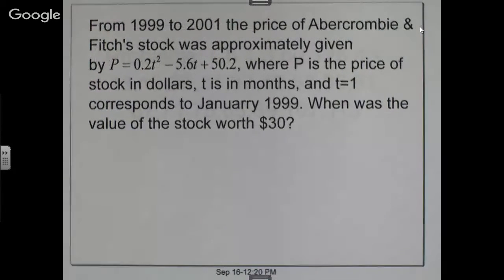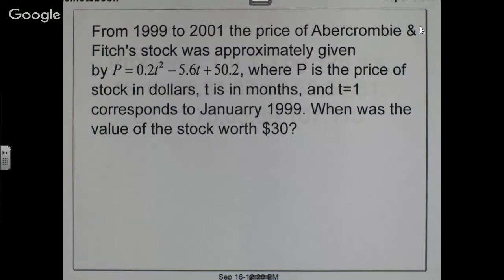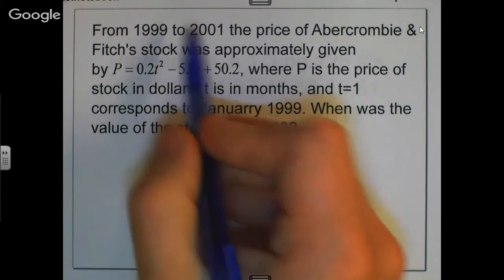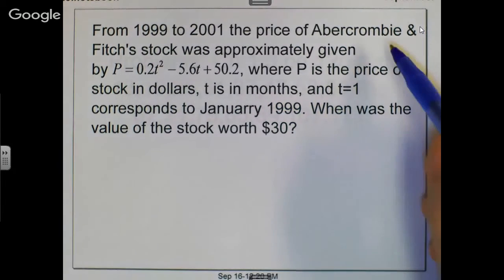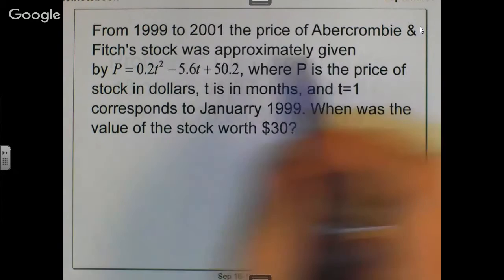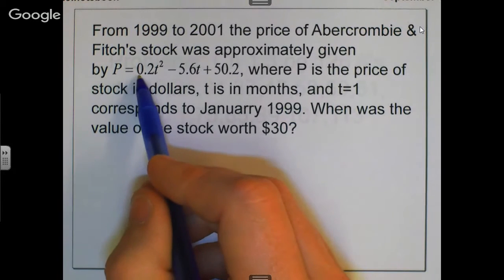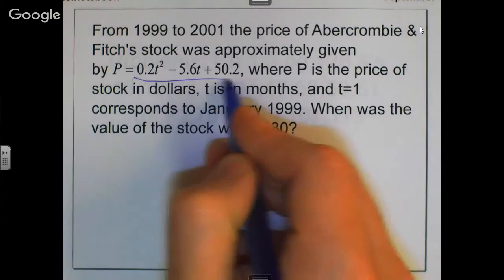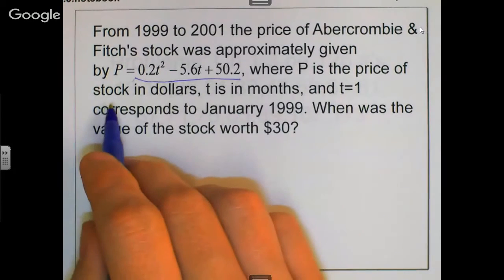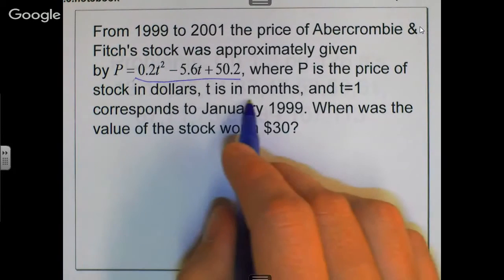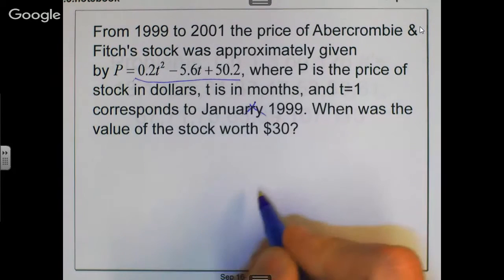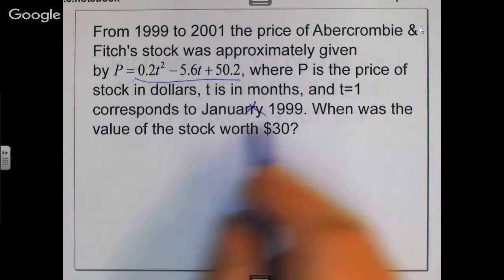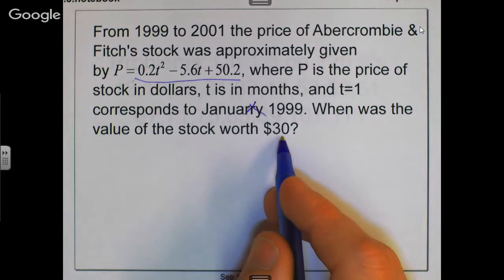So a couple word problems. Word problems will become the norm now. We will have them very frequently. So from 1999 to 2001, the price of Abercrombie & Fitch's stock was approximately given by the function P equals, and you can read it there, where P is the price of the stock in dollars, t is the month, and t equals 1 corresponds to January 99. When was the value of the stock worth $30?